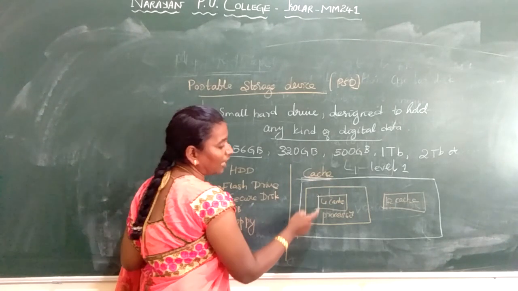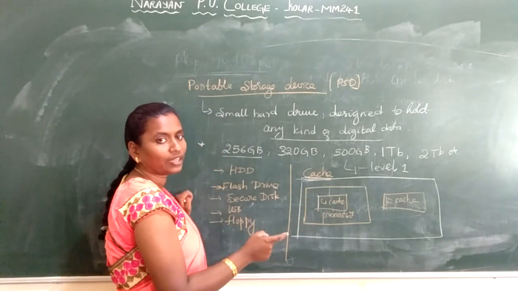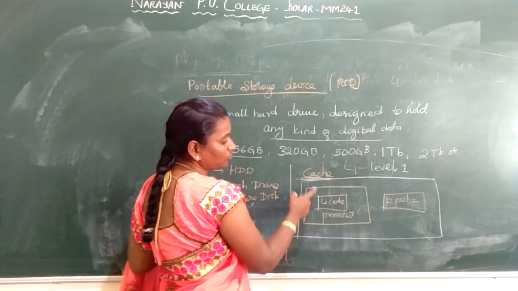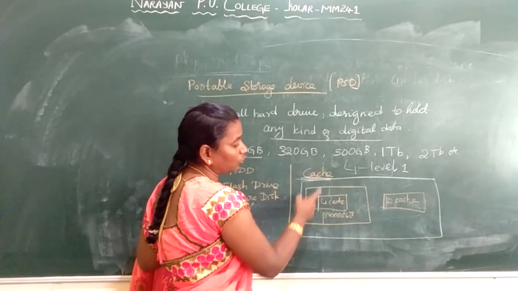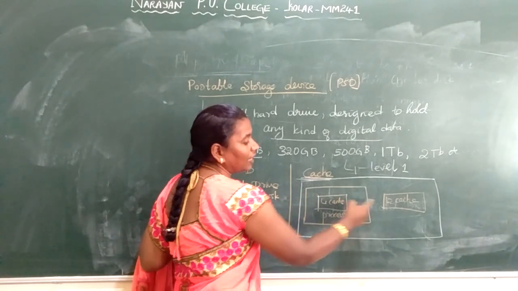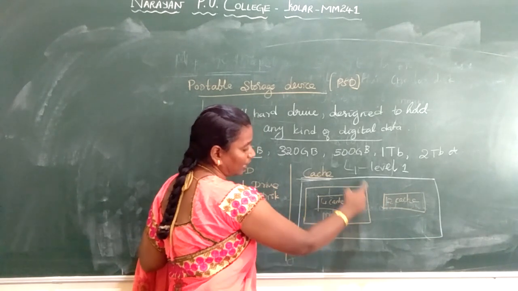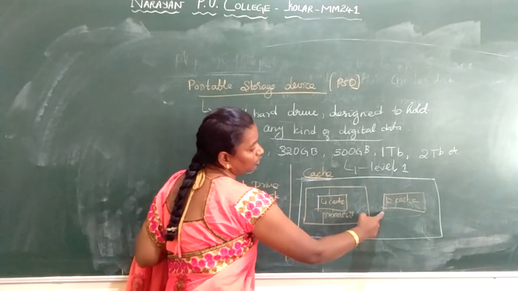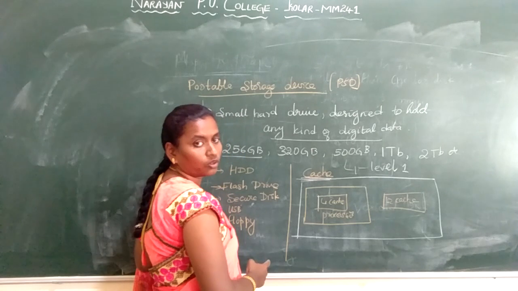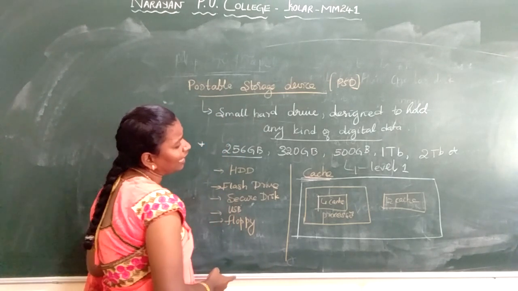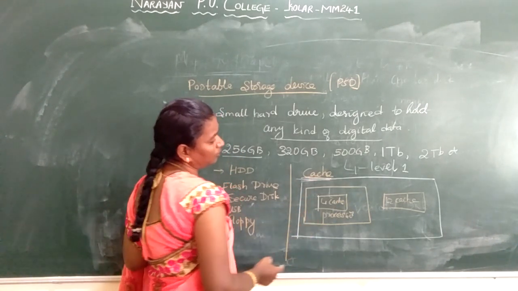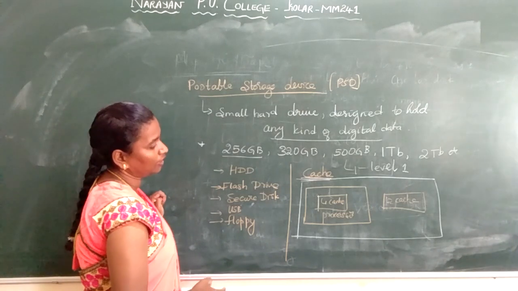In cache memory we have three levels, L1, L2 and L3. But for your syllabus we will discuss only two levels, L1 cache and L2 cache. L1 cache is located within your CPU, L2 is mounted on your motherboard. Usually cache memory is placed between the primary memory and the CPU.